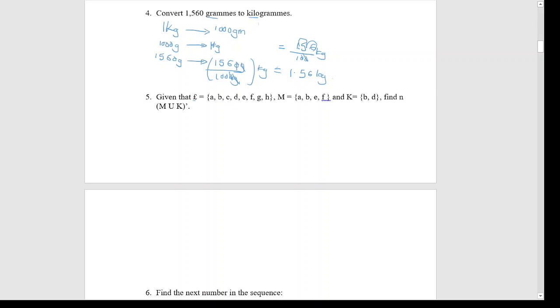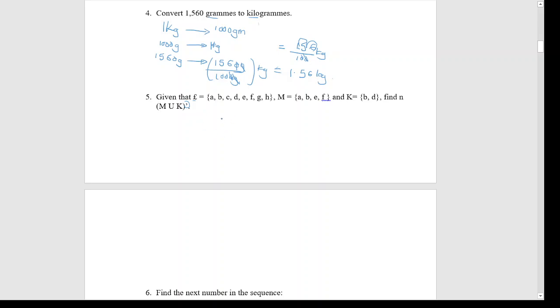So that is A, B, C, D, E, F, G, H. Then members in set M, they are here. Then members in group K, that is set K, they are these ones. So they are telling us to find the number of members who are not in the union set, because we have this symbol which is read as complement. Complement means members who do not belong in that given set.